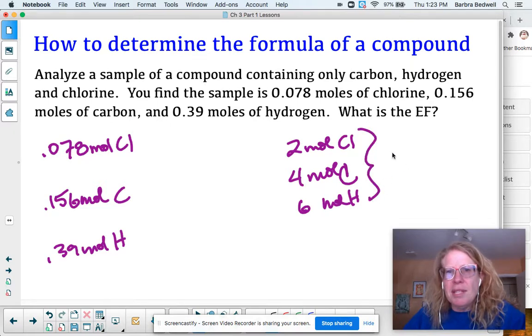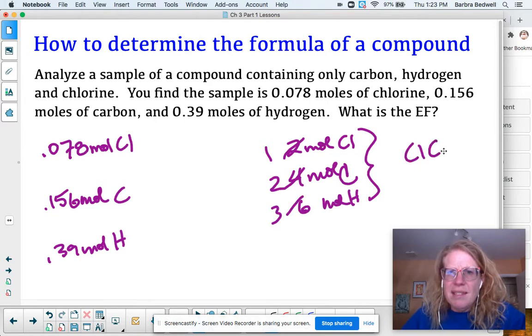You could just reduce it and say it was going to be, all right, I can do this, ClC2H3, right? I could reduce down those ratios and get to that simplest possible ratio.